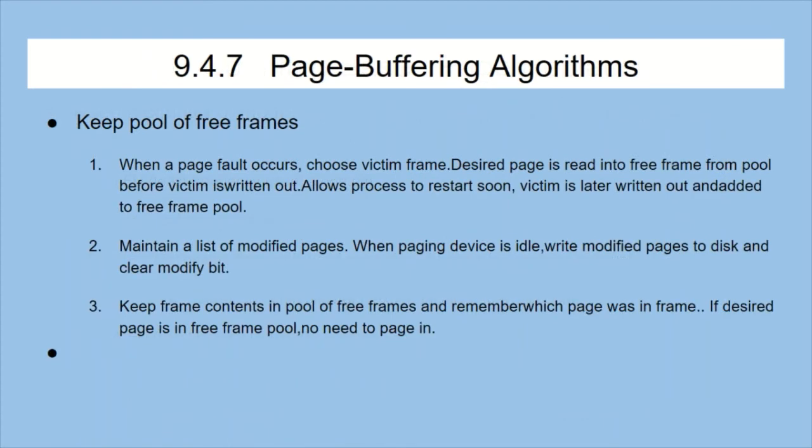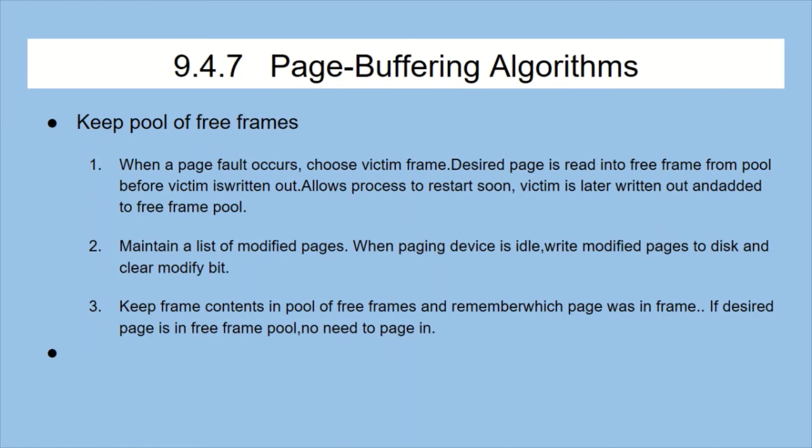Next is the page buffering algorithm. It keeps pools of free frames. So when a page fault occurs, choose the victim frame. The desired page is read into a free frame from the pool before the victim is written out. This allows the process to restart soon. The victim is later written out and added to the free frame pool.